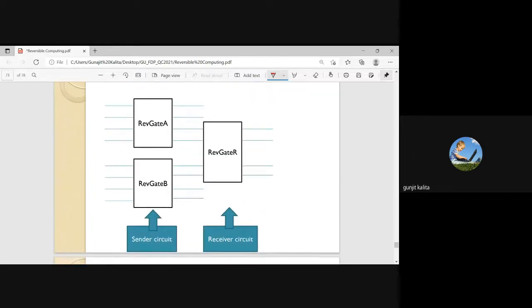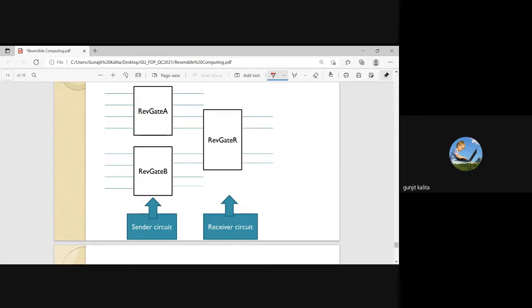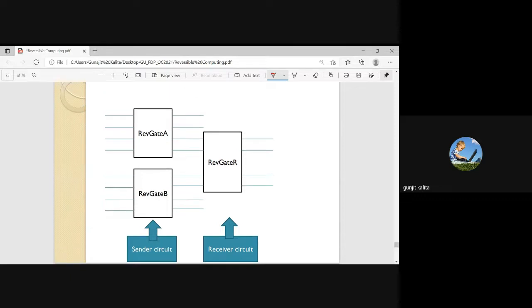Another example may be like this. Say there will be reversible gates A and B acting in the sender circuit. At the receiver end, we use another receiver gate, which will ultimately recover the required information. You see, it will have lots of information, but all is not equally important. Only 4 bits are important, or maybe 2 bits. Out of all this, some may be utilized as your public key or some other form of augmented information. At the end, once you utilize this reversible function, it gives you back your required 4 bits or maybe 2 bits, and the rest will be garbage or unused. Thus reversible logic is helpful for designing cryptographic applications.